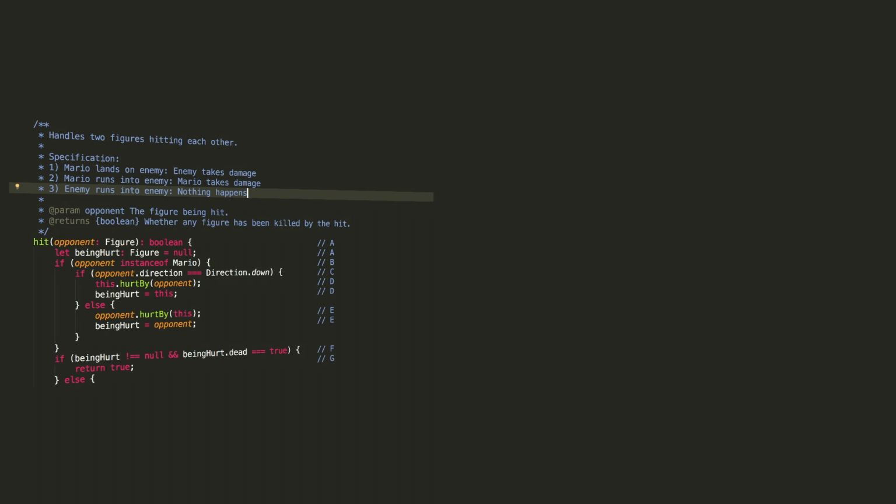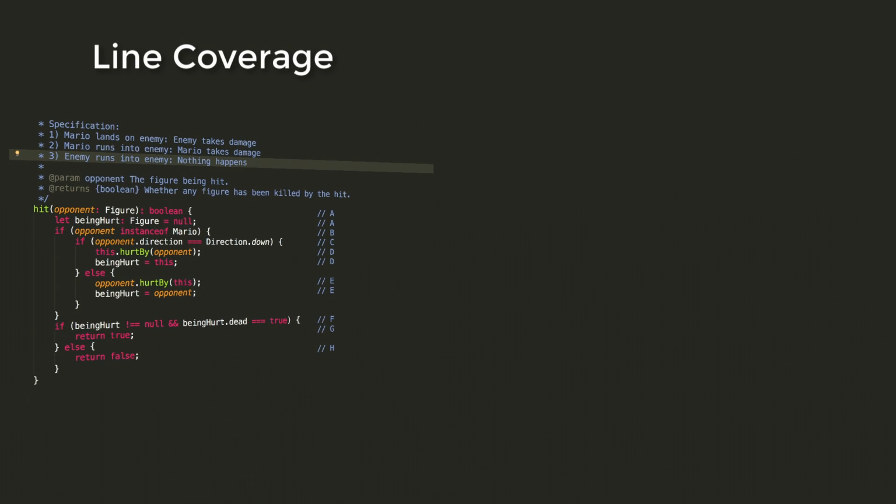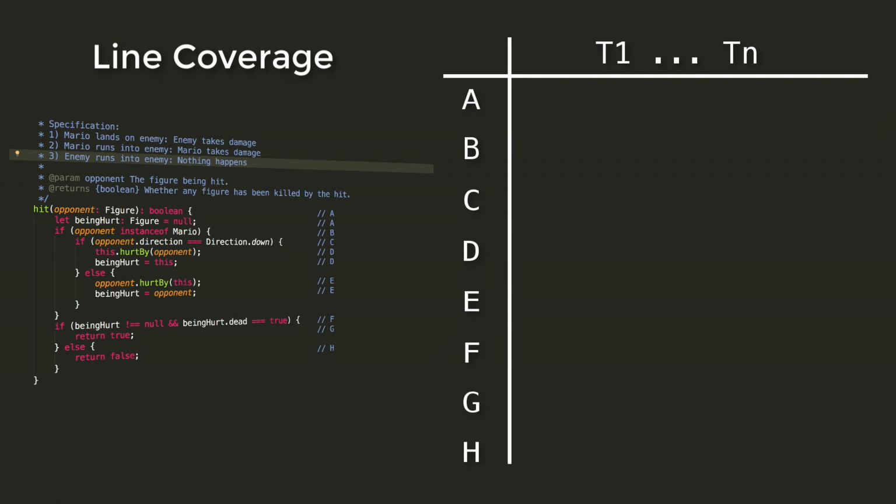Let's start by stepping through this example in terms of line coverage. With line coverage, we want to design a set of test cases that will execute every single line of the program. First, let's look at a truth table for this example. The rows of the truth table correspond to our program parts from A to H. The columns will correspond to our test cases. In each cell, we'll put a check mark if the test executes that line, or an X if the test does not execute that line.